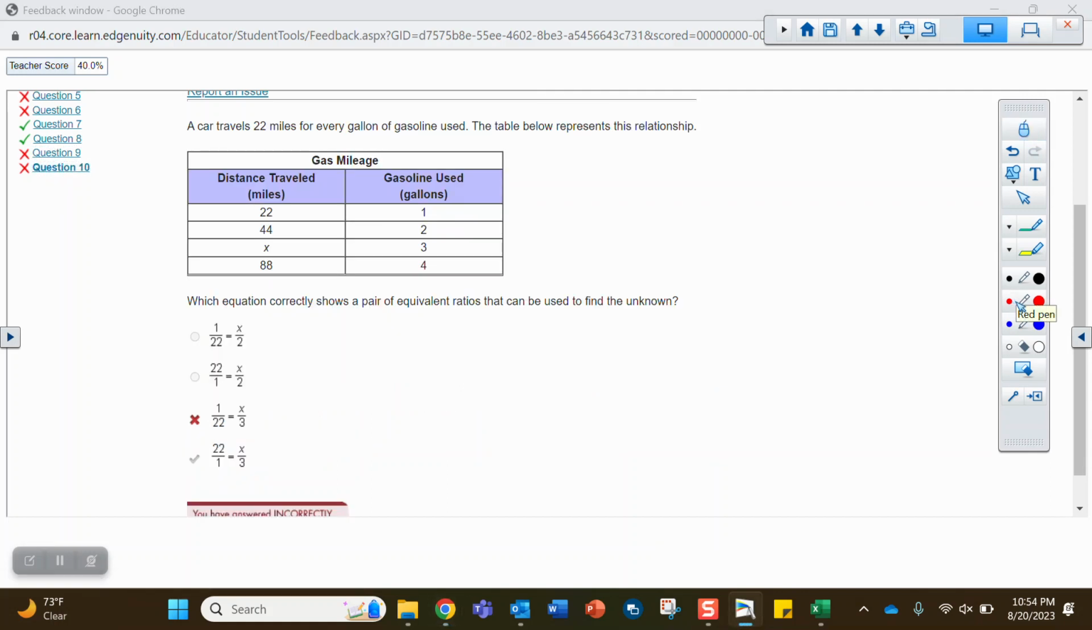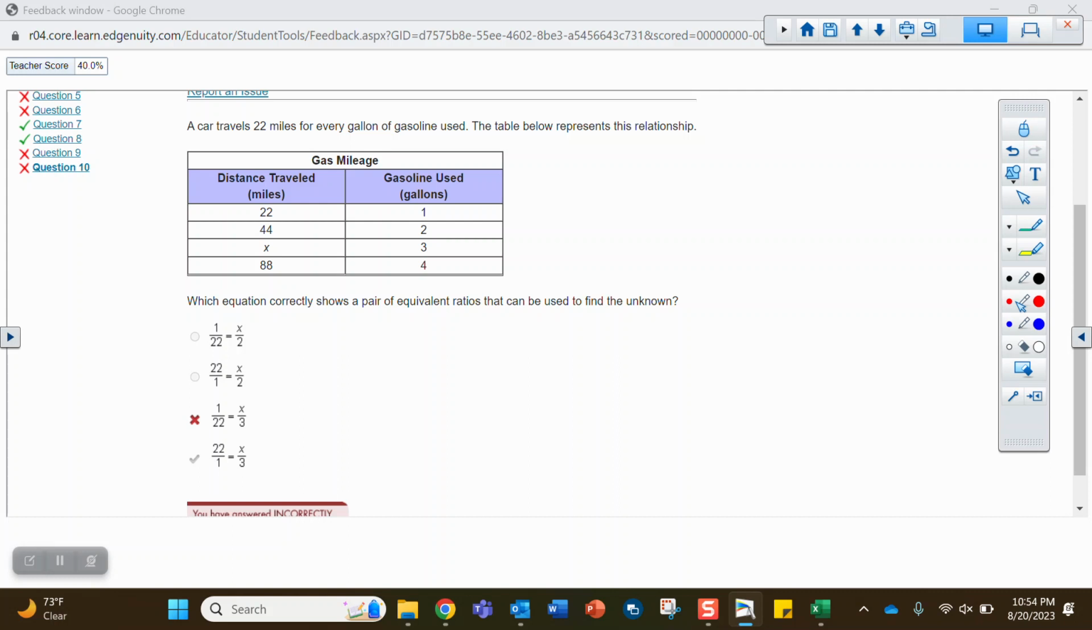Okay, and then the last question says a car travels 22 miles for every gallon of gasoline used. Excuse me, the table below represents this relationship. Which equation correctly shows a pair of equivalent ratios that can be used to find the unknown? So the unknown is distance. And it doesn't matter really if you put distance on top or gas on top, as long as you do the same thing on both sides.